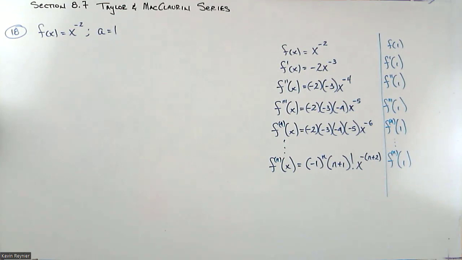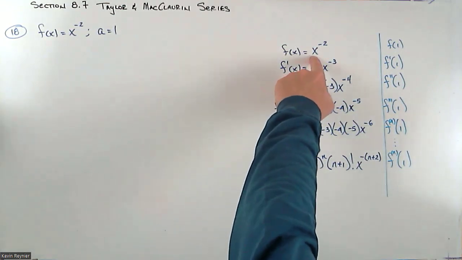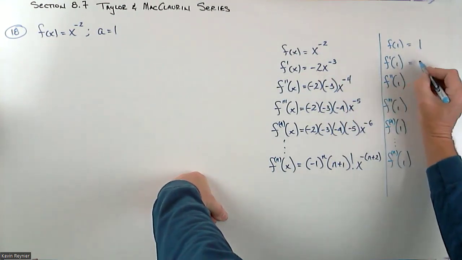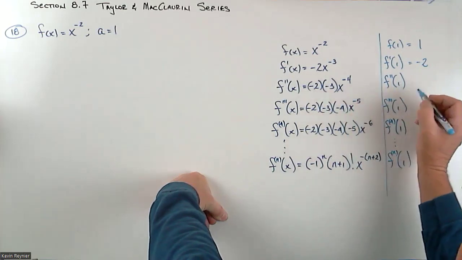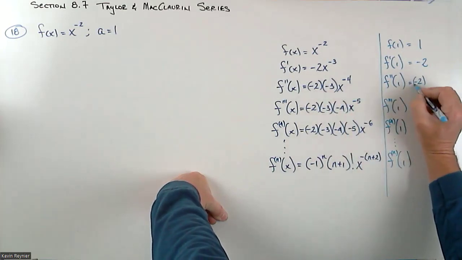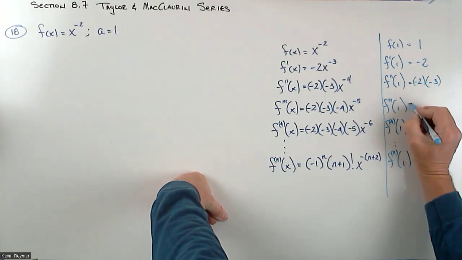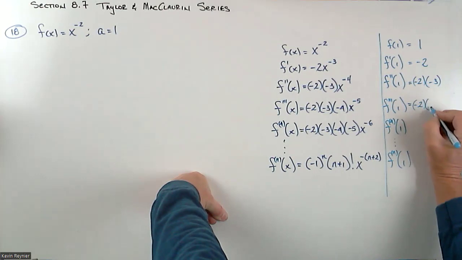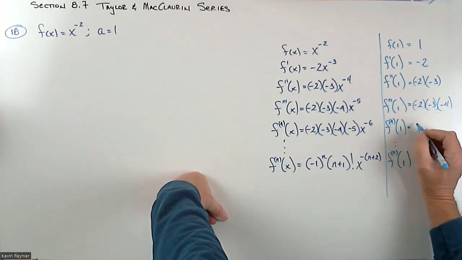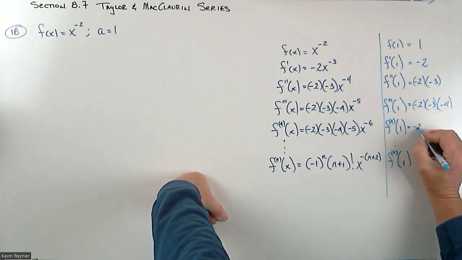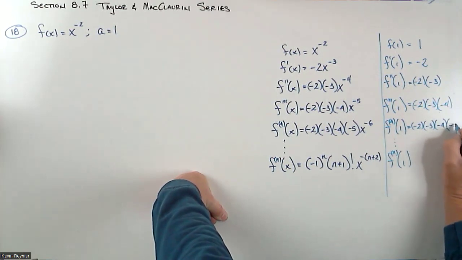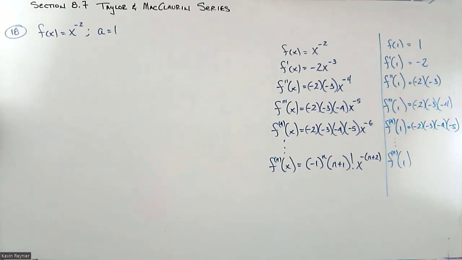So from here, we're going to put 1 in here, and that just gets us 1. When we put 1 in here, we're going to get -2. When we put 1 in here, we're going to get -2 times -3. When we put 1 in here, we're going to get -2 times -3 times -4. And obviously, this is going to be -2 times -3 times -4 times -5. That's what we get there.